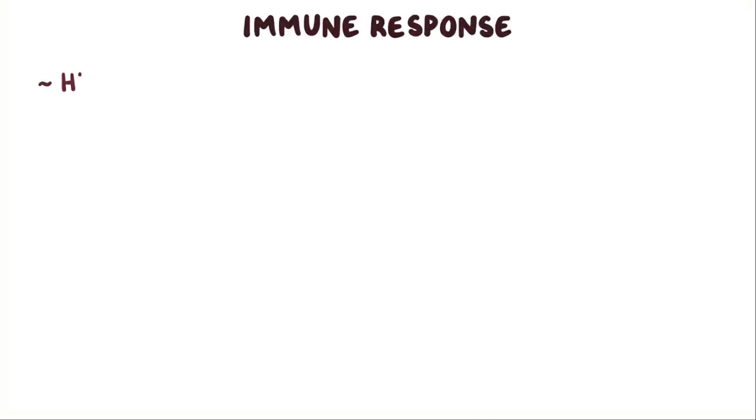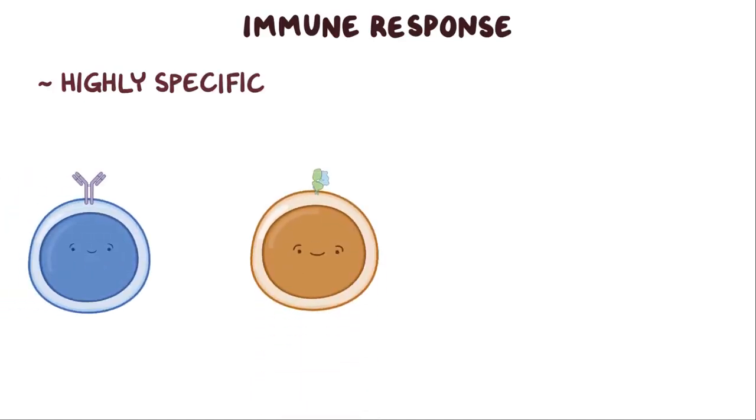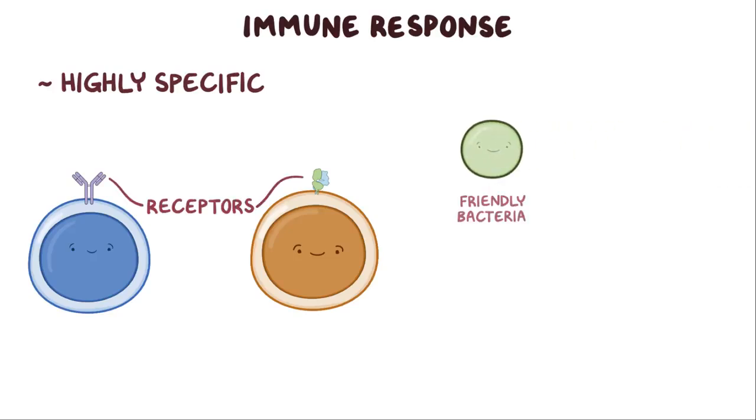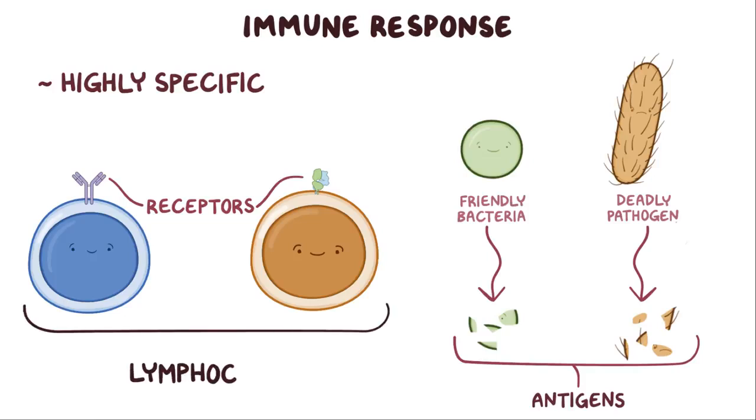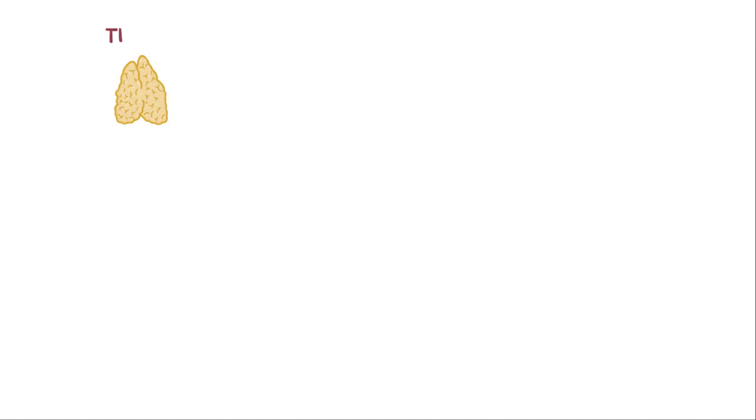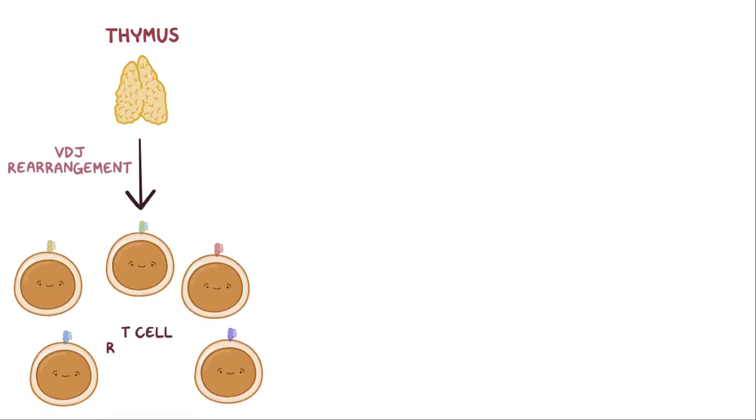The immune response is highly specific for each invader, and that's because the cells of the adaptive immune response have receptors that can differentiate friendly bacteria from potentially deadly pathogens from their unique parts, called antigens. The key cells of the adaptive immune response are the lymphocytes, the B and T cells. T cells develop in the thymus, where they undergo a process called VDJ rearrangement to generate a massively diverse set of T cell receptors, or TCRs.